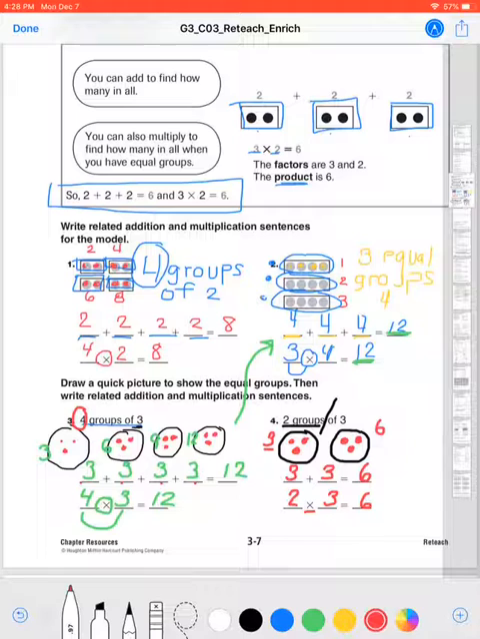Notice that when we do repeated addition, when we're learning multiplication, the same number is going to be on all the addition blanks. So we're not adding a bunch of different numbers together. We're adding the same number over and over again. That's why it's called repeated addition.